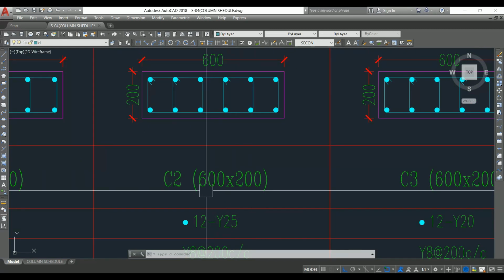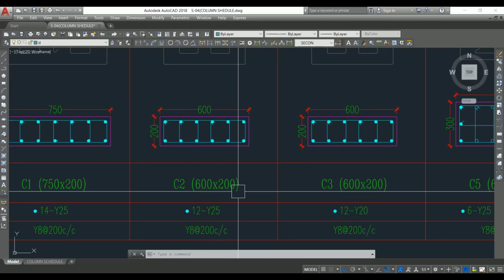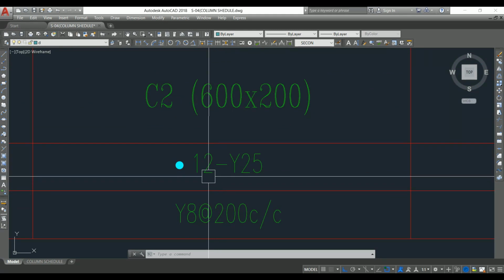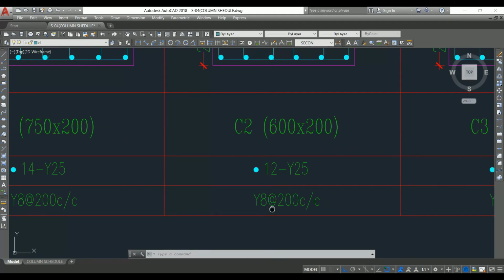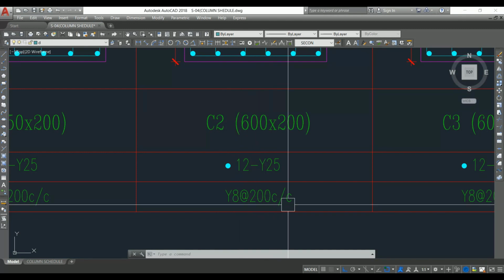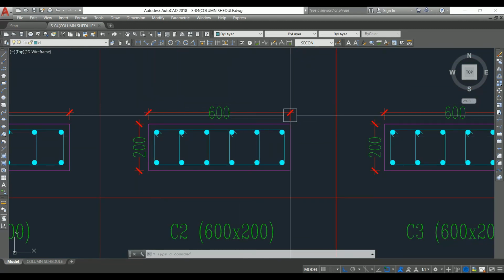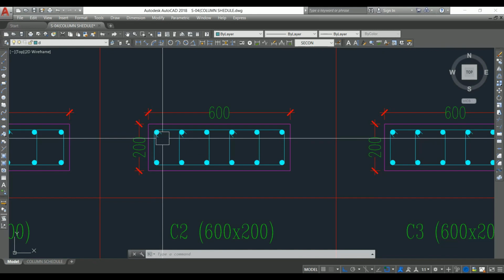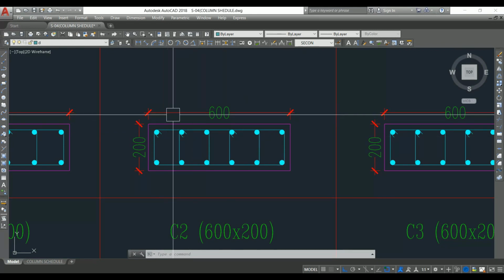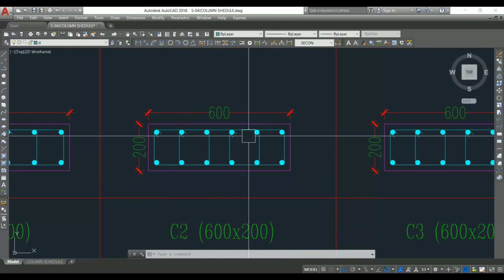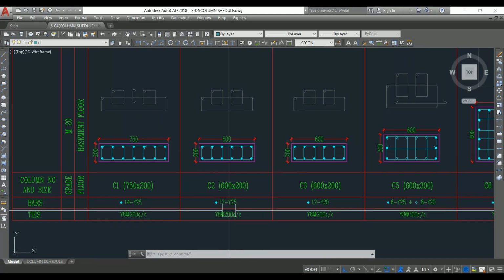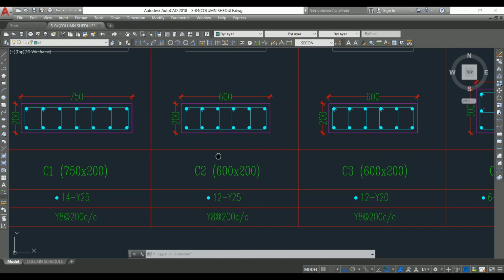Next, let's look into this column C2, 600 by 200. Main reinforcement is 12 numbers of 25 mm dia, and tie spacing is 8 mm at 200 mm center to center. Now you can see the reinforcement arrangement. 6 number of bars is provided in the direction of 600 mm, and here also. So totally 12 number of 25 mm dia bars.